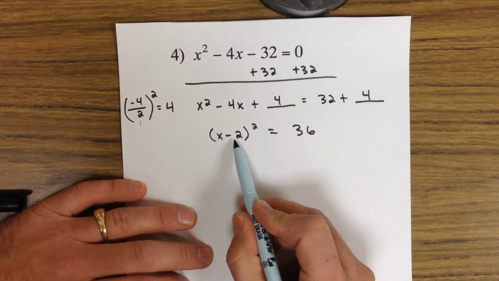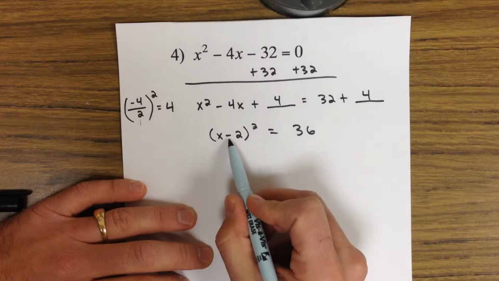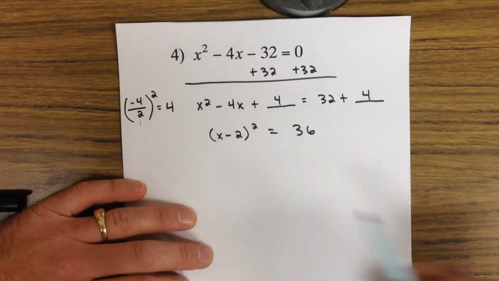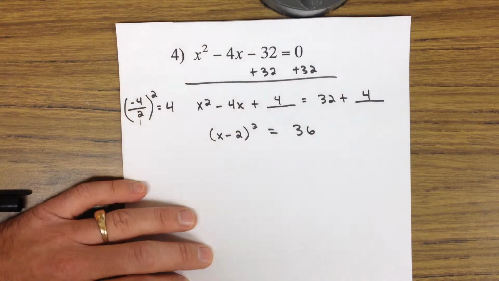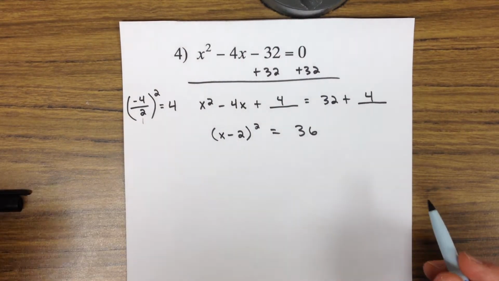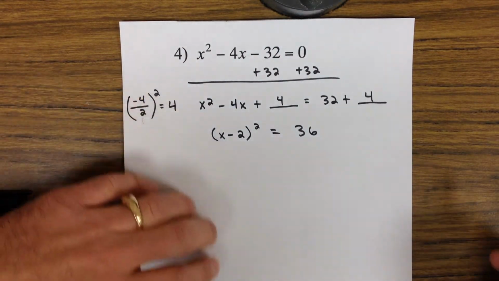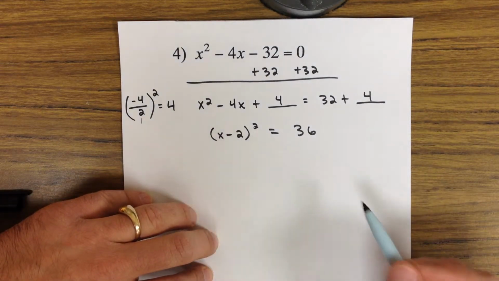Because negative 2 times negative 2 gives me positive 4. Negative 2 plus negative 2 gives me negative 4. So even if I just think about factoring this, that makes sense.